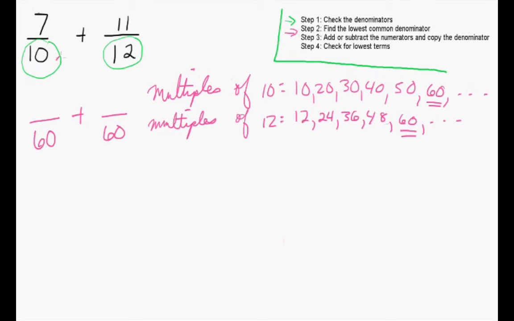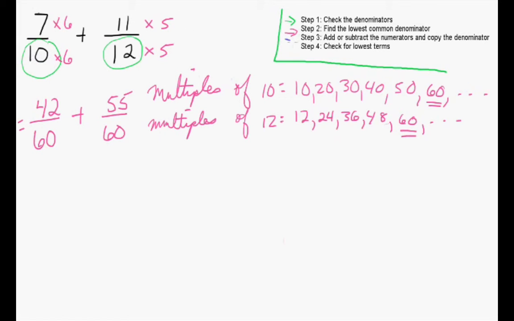And in order to get 60, we had to multiply 10 by 6. So we need to multiply 7 by 6. And likewise, we had to multiply 12 by 5. So we need to multiply 11 by 5. That's going to give us 42 and 55. So we have 42 over 60 plus 55 over 60.